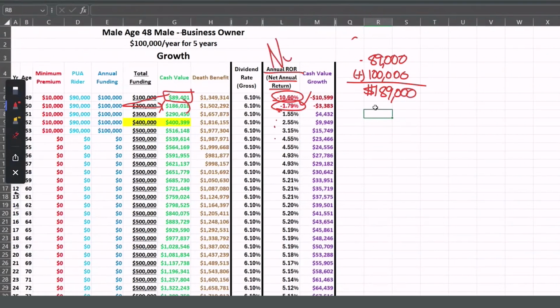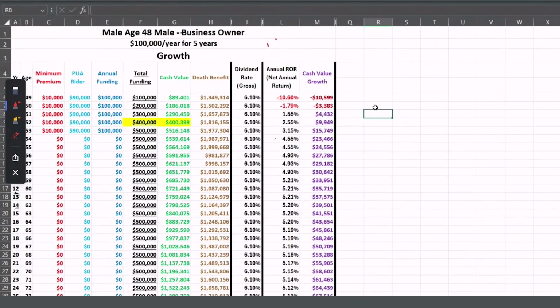What do you have here? 186 in this illustration. You have less. That's why we have a negative return. And then each year it gets better and better. But this displays the net percentage. And as we look at it over time, like look at this down here. Even at its peak, it's at 5.21%. It's not 6.1. I always like to clarify this point because it is confusing.